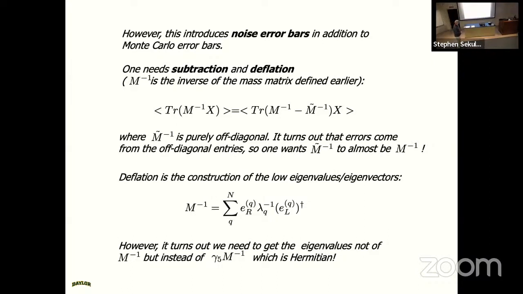But there's something important that happens if you try to remove the eigenvalues and eigenvectors of this non-Hermitian thing. The quark matrix is non-Hermitian. Then in fact, you'll find that your error bars don't decrease, they increase. And there's a well-known thing that happens that numerical linear algebra people know about, and that's called the highly non-normal problem.